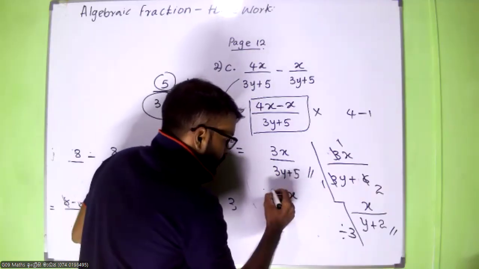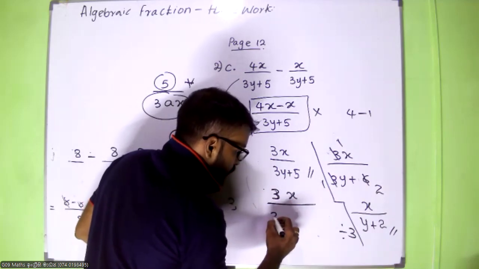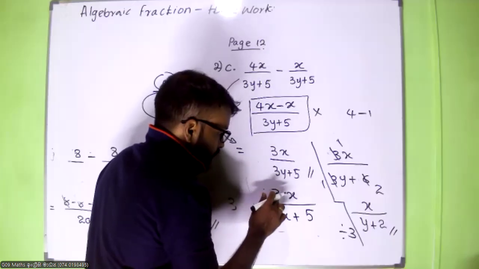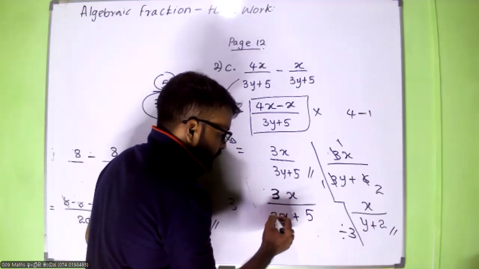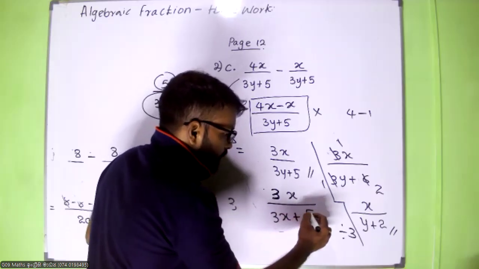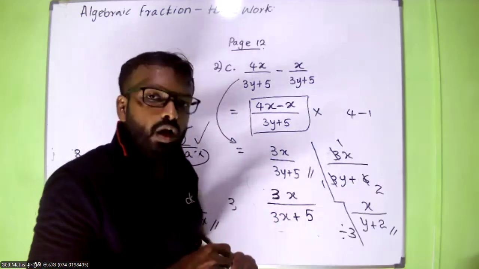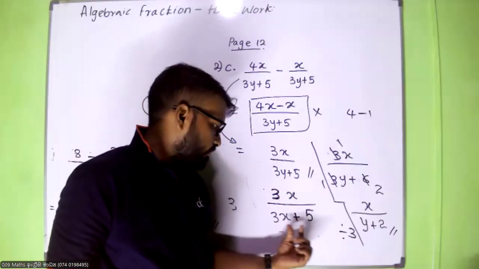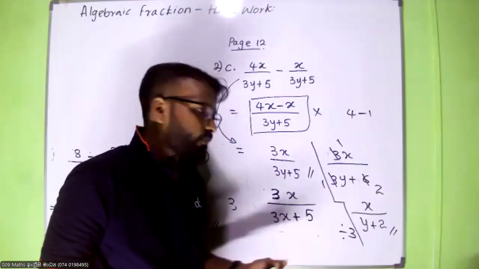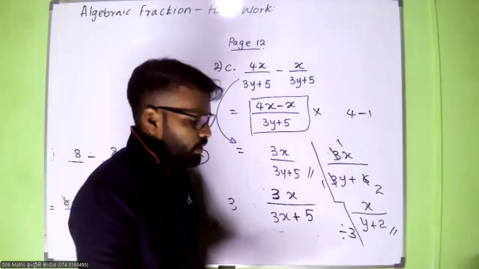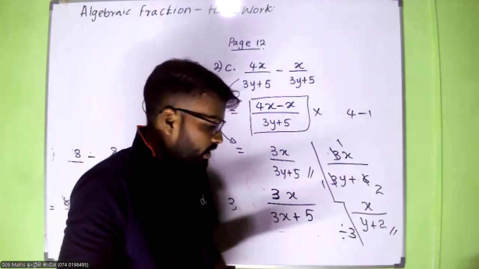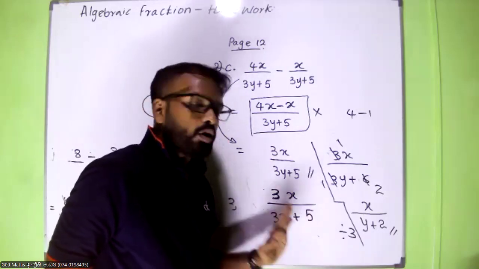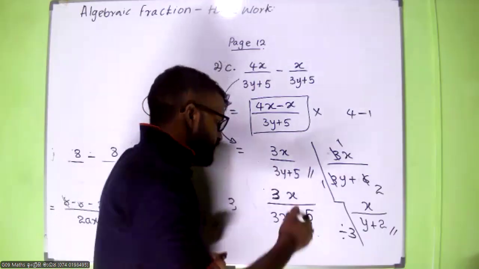Right? Here you have 3x. Here you have 3x plus 5. Here you have 3x, and here you have 5. There are 3 terms, but you cannot find any common factor for these 3 terms. So you cannot simplify by using 3, because 5 is not a multiple of 3. That means 3 is not a common factor of 5. So you cannot simplify this.